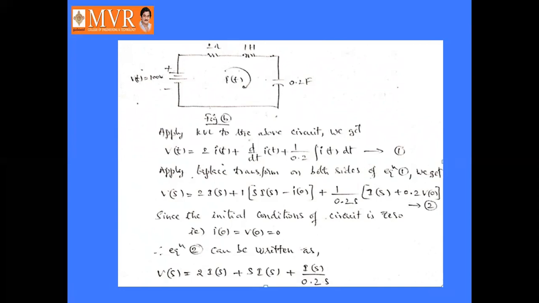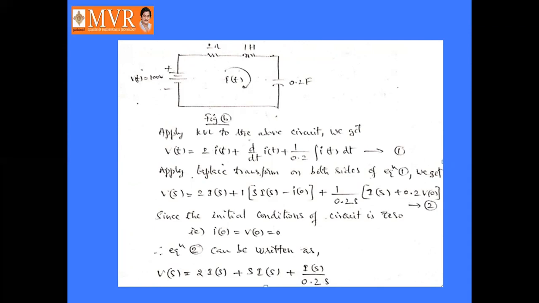Now applying Laplace transform on both sides of equation number 1, we get V of s is equal to 2 into I of s plus s into I of s minus I of 0, here we are taking the initial conditions also, plus 1 by 5 into 1 by s into I of s plus V of 0 by s. As we already know, the initial conditions of the circuit are 0, so I of 0 is equal to V of 0 is equal to 0.